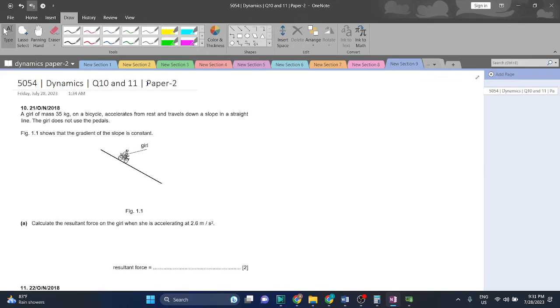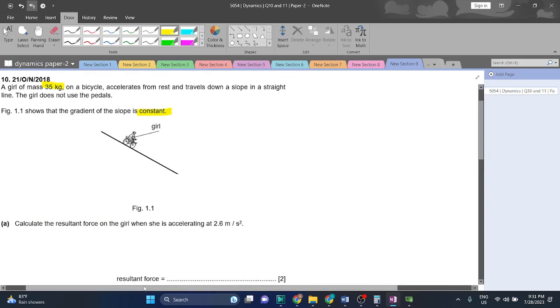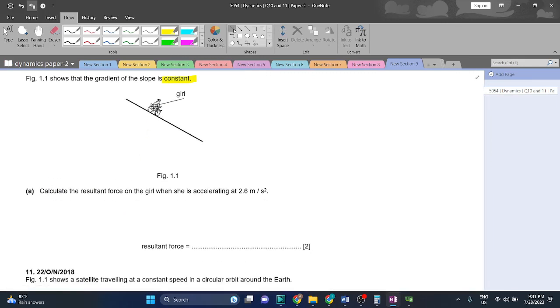Let's start. Question 10. A girl of mass 35 kilograms on a bicycle accelerates from rest and travels down the slope in a straight line. The girl does not use pedals. Figure 1.1 shows the gradient of the slope is constant. It is a constant slope. Calculate the resultant force on the girl as she is accelerating.